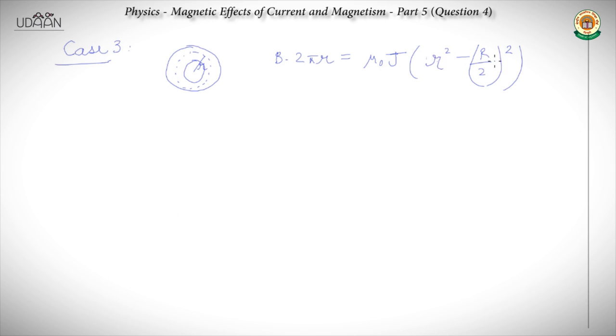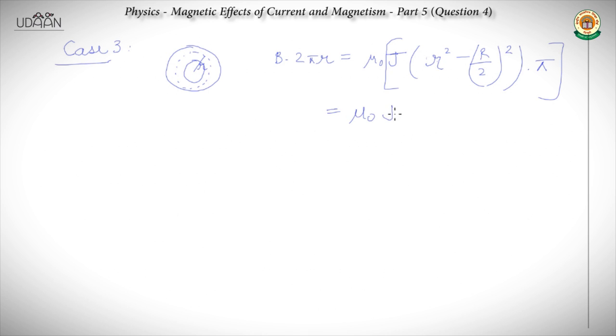So this is our R square minus r by 2 whole square, whole into pi, because we want the area. B into 2 pi r equals mu naught into I. So this all is the I which is enclosed, pi into capital R square minus this small r by 2 whole square. Right. So let's simplify this.